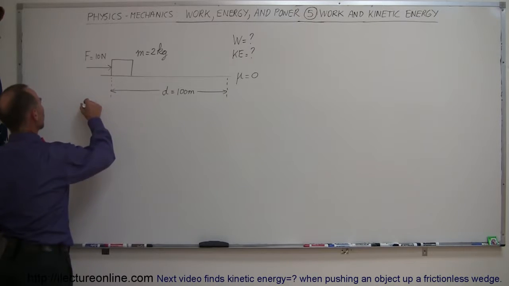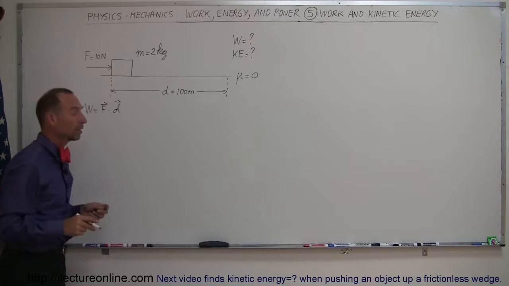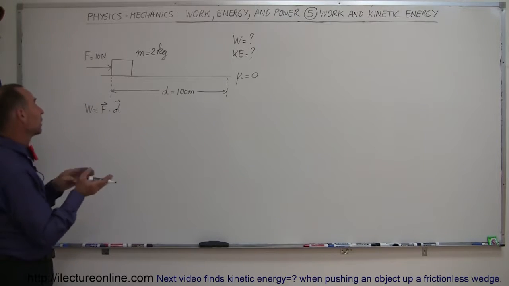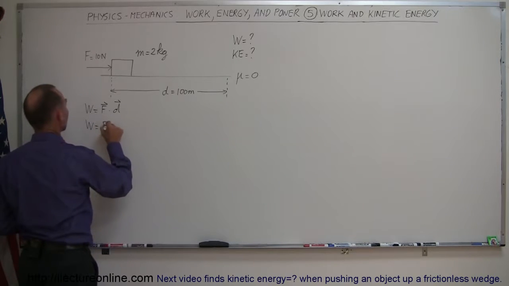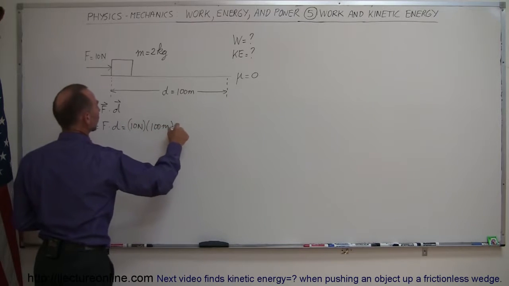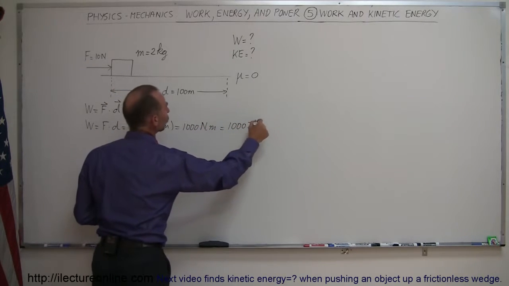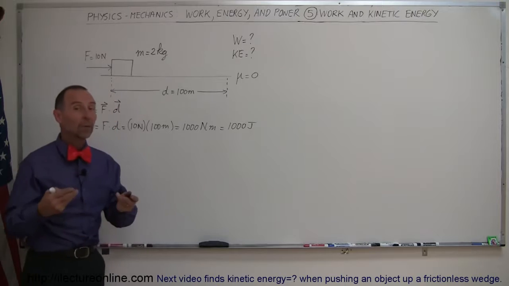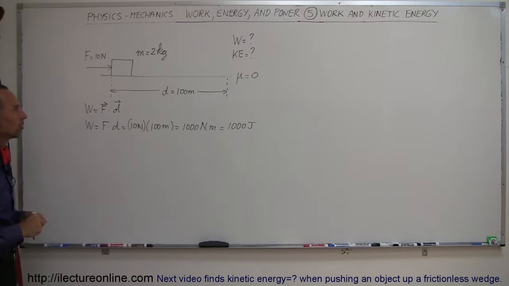So starting with the equation, work is equal to force times distance, and of course these are vector quantities, so we use the dot product. In this case, since the direction of the force and the direction of the displacement are the same, the angle between them is 0, the cosine of 0 is 1, and so we can say that this is simply equal to force times distance, which is 10 newtons times 100 meters, which is 1,000 newton meters, which is 1,000 joules. And we can then assume that all of this work is converted into kinetic energy, so the block will have 1,000 joules of kinetic energy when it reaches the end of the 100-meter trip.